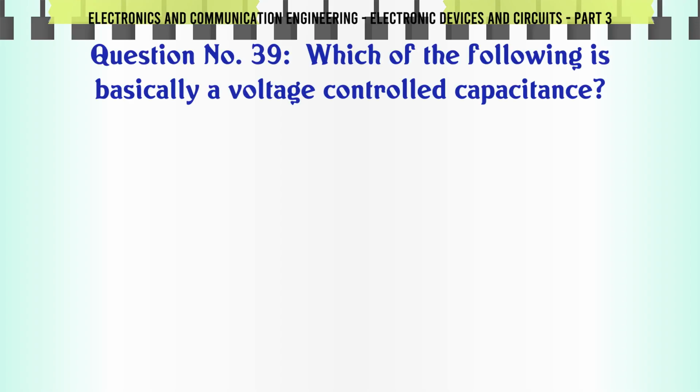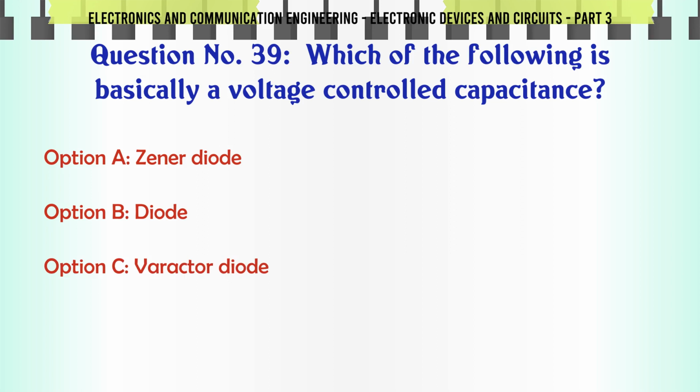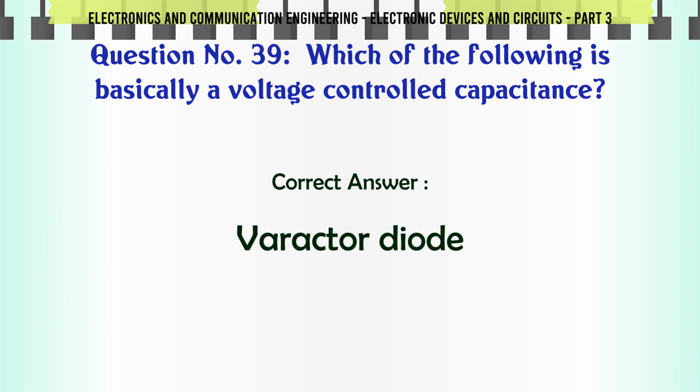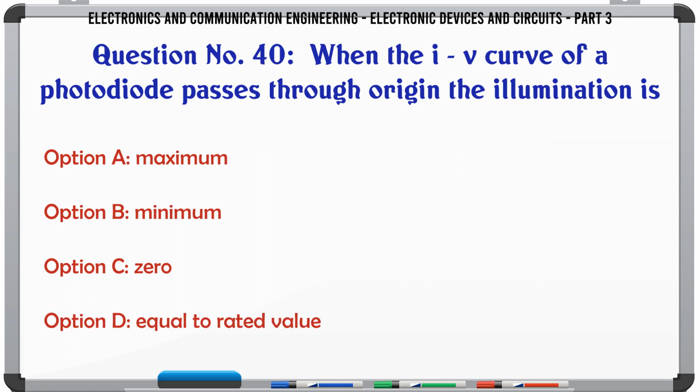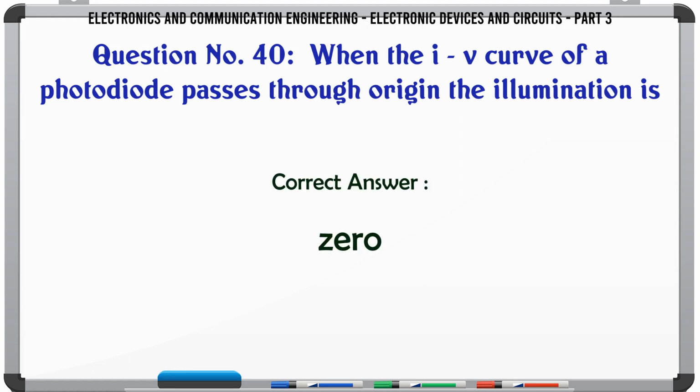Which of the following is basically a voltage-controlled capacitance? A zener diode, B diode, C varactor diode, D lead. The correct answer is varactor diode. When the IV curve of a photodiode passes through origin, the illumination is: A maximum, B minimum, C 0, D equal to rated value. The correct answer is 0.